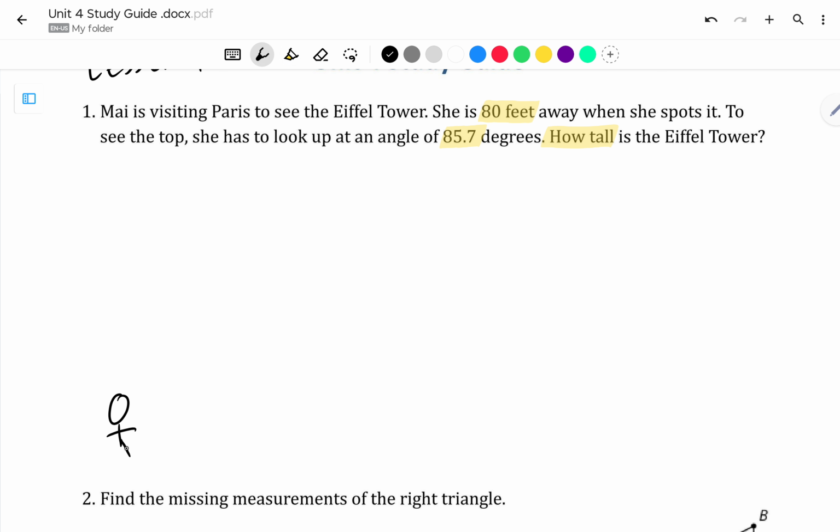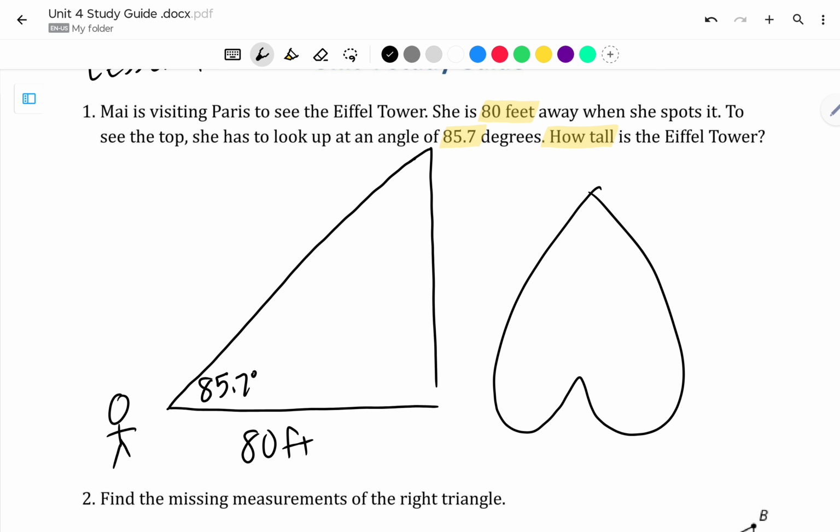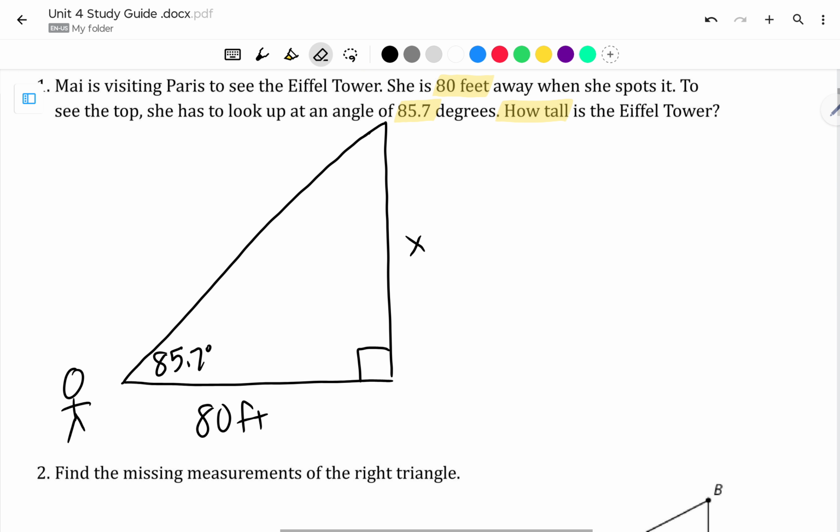So let's just draw a little stick figure here. Mai is standing about 80 feet from the Eiffel Tower, right? I'm just drawing the Eiffel Tower. And in order to look at the top, she has to look up at 85.7 degrees. Okay. And we're trying to figure out how tall the Eiffel Tower is. So we need to figure out the length of this side. So we have our diagram set up.